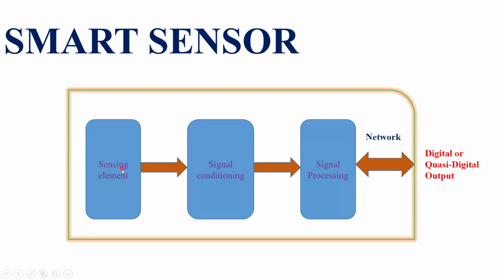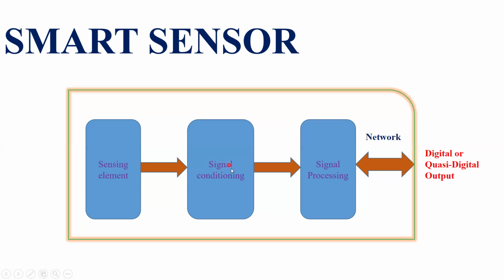This sensor could be used to sense any physical quantities such as temperature, humidity, or a biological quantity such as a concentration of a chemical, etc. So any kind of sensor, this sensing element could be. Once you have the sensing element in place, it outputs a signal that is given to a signal conditioning unit, which is basically a part of the smart sensor system.